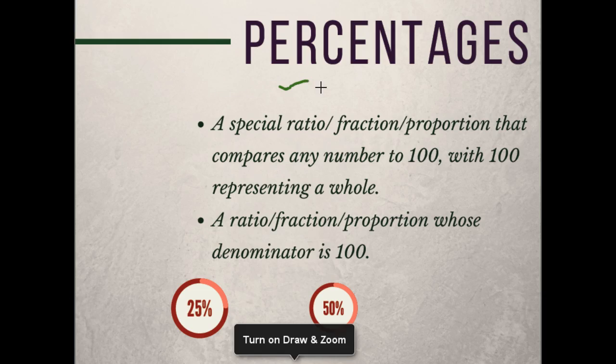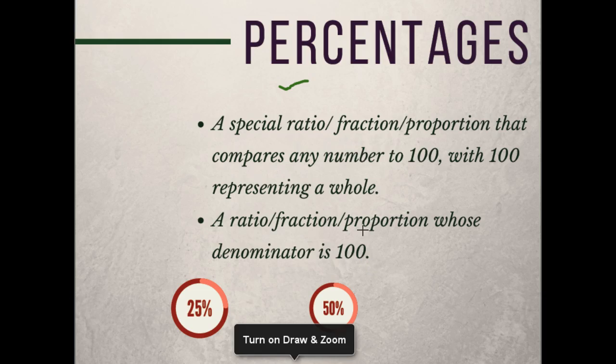Now to percentages. A percentage is a special ratio or fraction or proportion that compares any number to 100, with 100 representing a whole. So we can say a percentage is a ratio or a fraction or a proportion whose denominator is 100. Remember I said a ratio compares the relative values of 2 quantities or numbers. But here a percentage compares everything to 100. In fact, cent in Latin means 100 and per means out of 100. So we are comparing everything to 100. What portion or what proportion or what fraction of it is it out of 100?